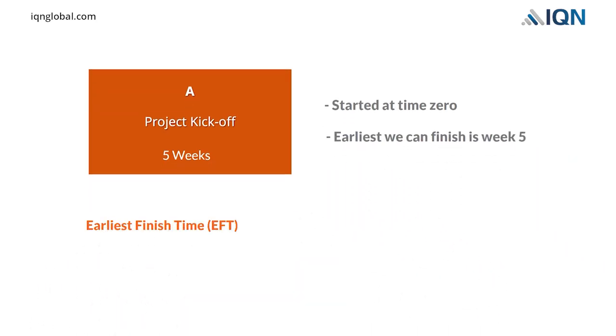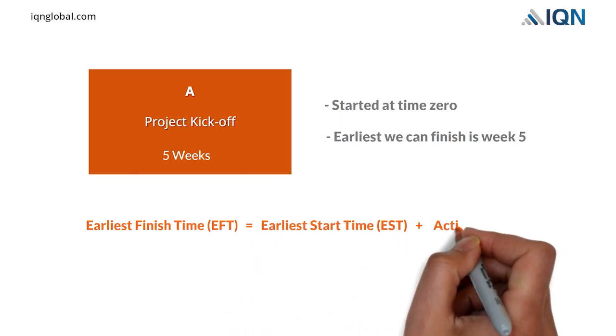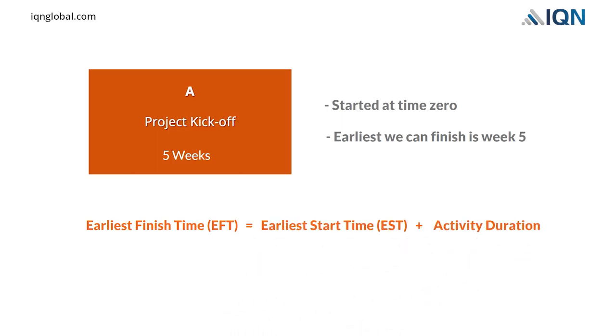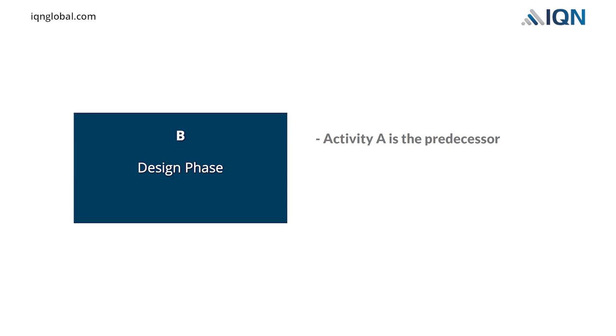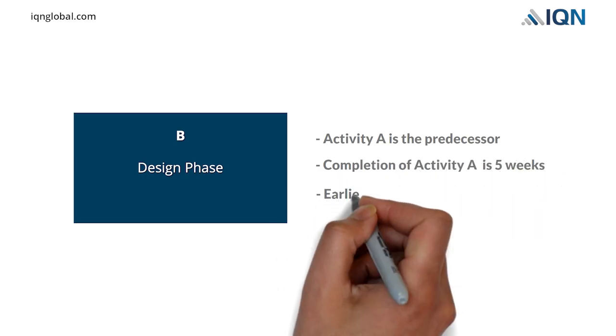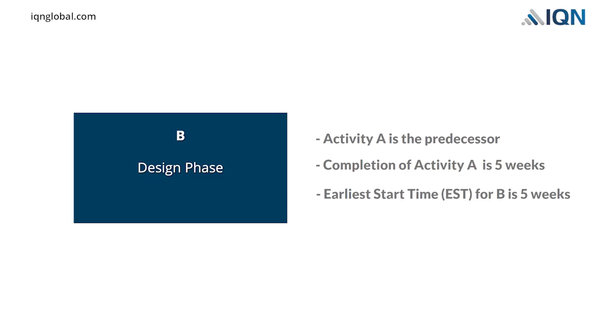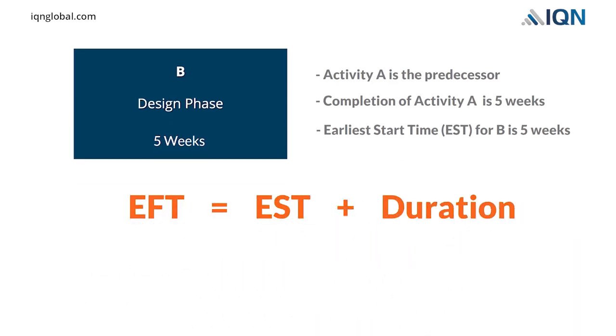The earliest finish time, EFT, for any activity is found by taking its earliest start time, EST, and adding its activity duration, which is EFT equals EST plus duration. Activity B depends on activity A, because activity A is the predecessor of activity B. The earliest we can start activity B is upon the completion of activity A, that is, after 5 weeks. Hence, the earliest start time, EST of activity B, is 5 weeks. The duration of activity B is 5 weeks. So, the EFT of activity B can be calculated by adding the EST of activity B, 5 weeks, and the duration of activity B, 5 weeks, which gives 10 weeks.